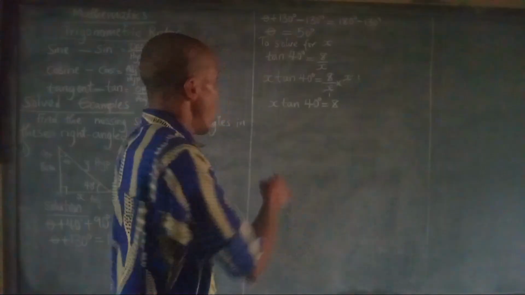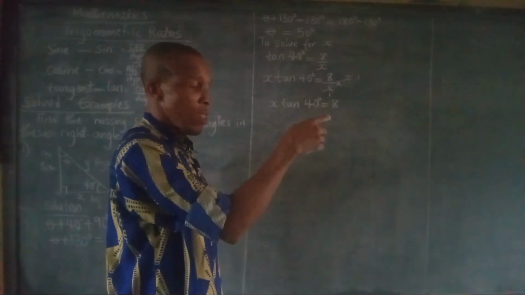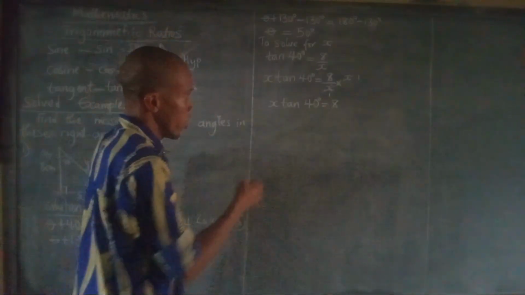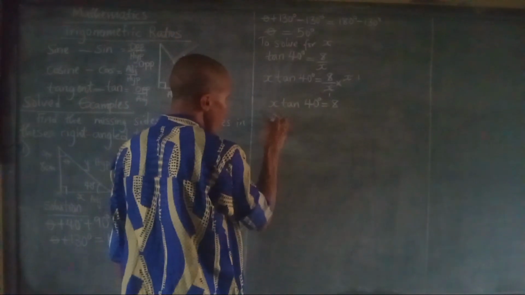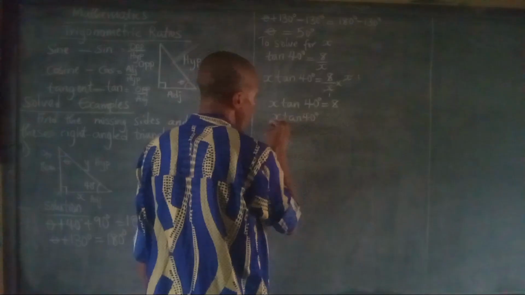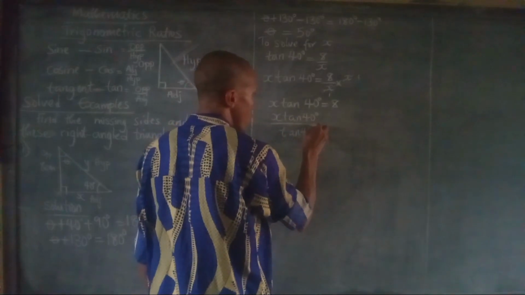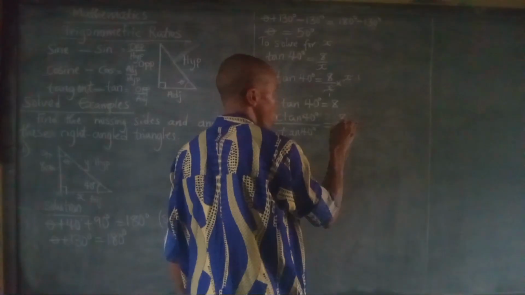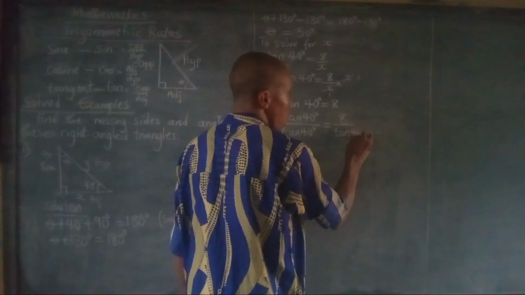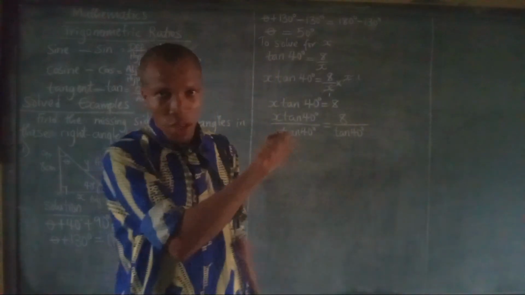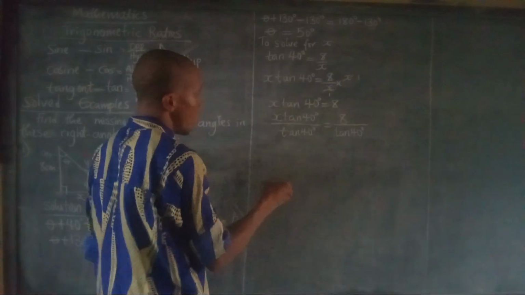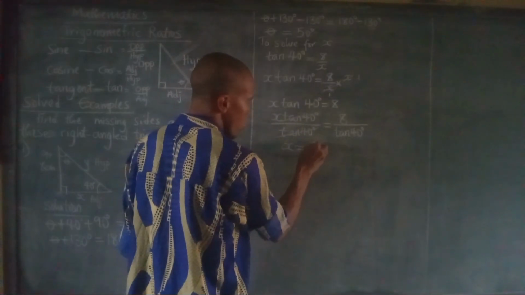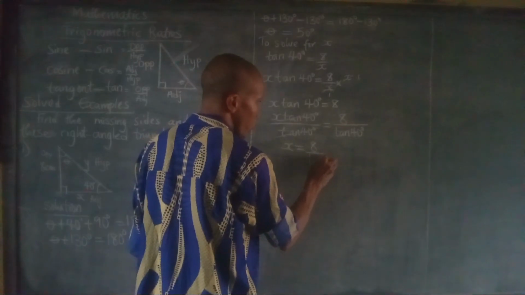Now, how do we remove it? x tan 40 means x times tan 40. To remove a number that is multiplying, we have to divide by the same value because division is the opposite or the inverse of multiplication. So we now say x tan 40 divided by tan 40 degrees is equal to, since we divided by tan 40 here, we are also going to divide by tan 40 here to ensure that the equation is balanced. Because whatever you do to the right hand side of the equal sign, we also have to do to the left hand side to balance the equation. So tan 40 cancels out tan 40. We'll be left with x. So x is equal to 8 over tan 40 degrees.